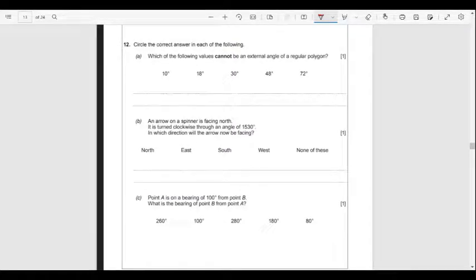Okay. Next question. Circle the correct answer in each of the following. Which of the following values cannot be an external angle of a regular polygon? First one is 48. 48 is not a factor of 360. There's no way you could divide 360 by a whole number to get 48.